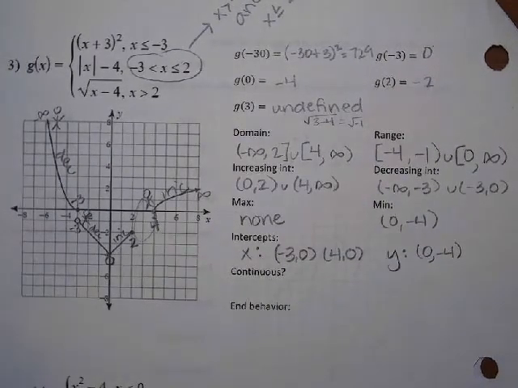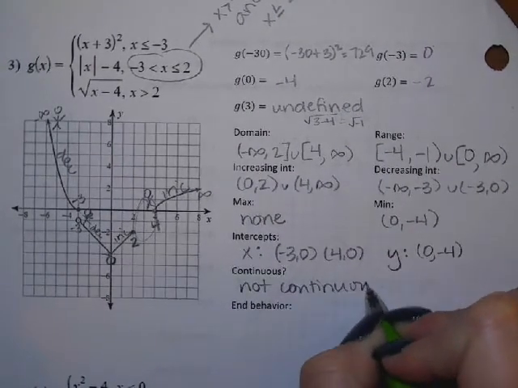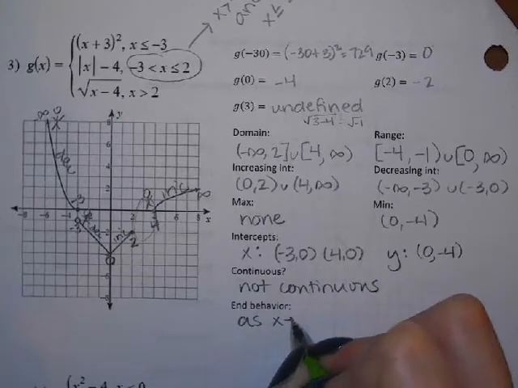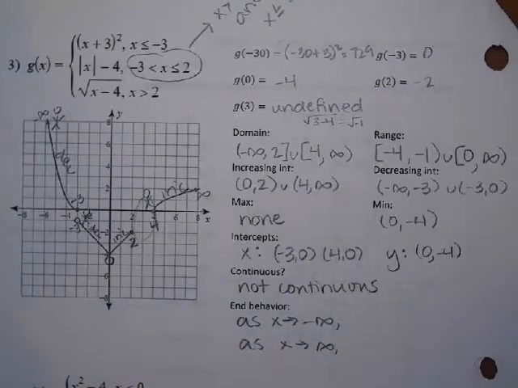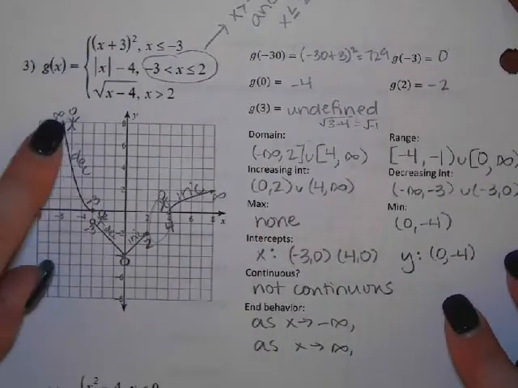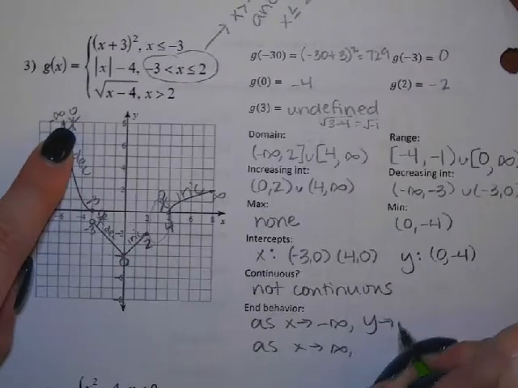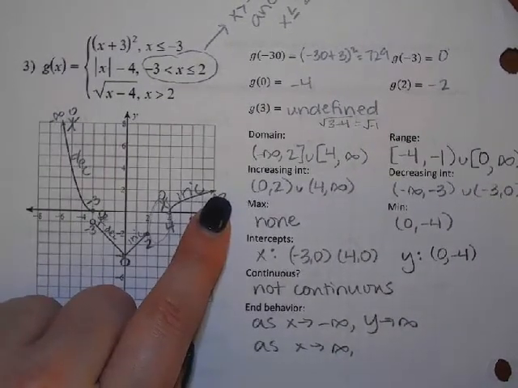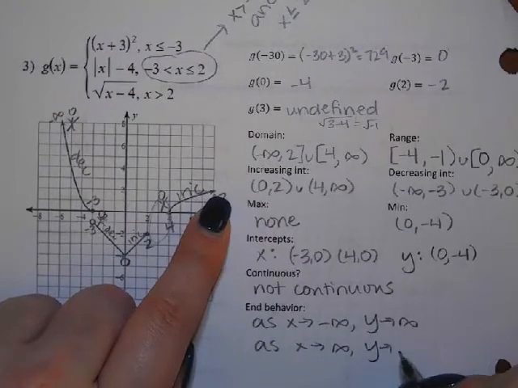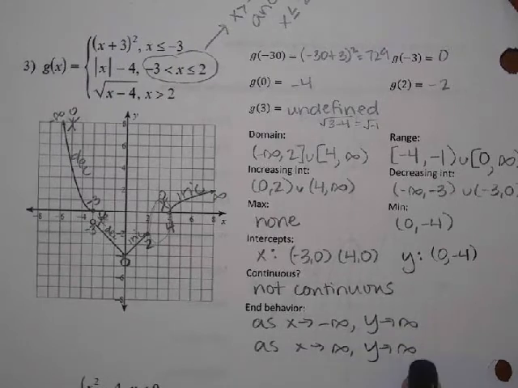Okay. Is the graph continuous? No, not even close. I gotta pick up my finger twice. All right, as I look at the left arrow, as I look at the right arrow. The left arrow is going up. So I've got y, positive infinity. The right arrow is also going up. So left arrow up, right arrow up.